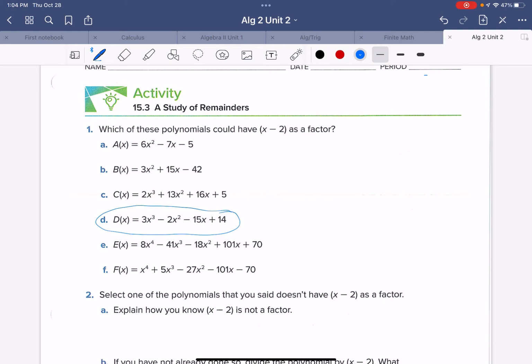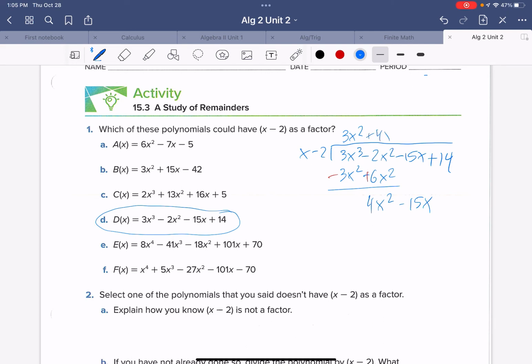I'm going to divide, not synthetically, we haven't done synthetic division, x minus 2 into 3x cubed minus 2x squared minus 15x plus 14. Okay, pick something out. 3x squared. 3x squared times x minus 2 gives 3x cubed minus 6x squared. Subtract, add. 4x squared minus 15x. Need 4x. 4x times x is 4x squared minus 8x.